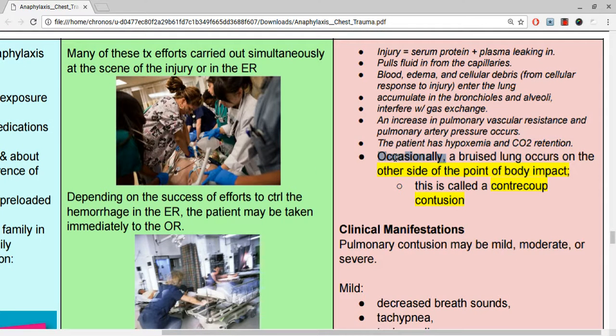Occasionally, a bruised lung occurs on the other side of the point of body impact, and this is known as a counter-coup contusion. This is just a term that I wanted you to get familiar with in case they throw that out there on the exam.